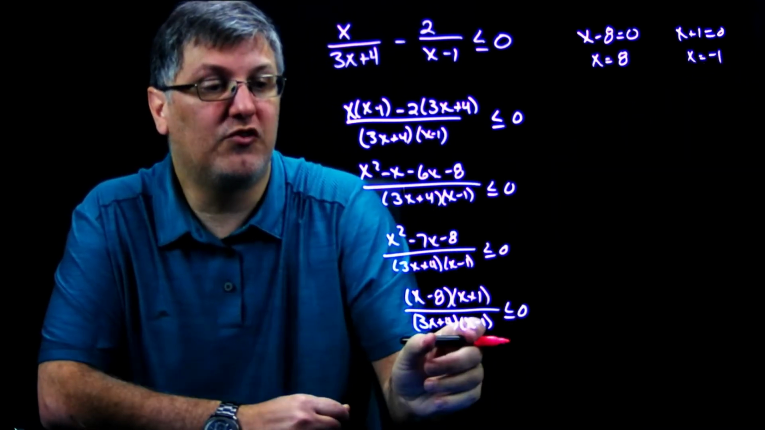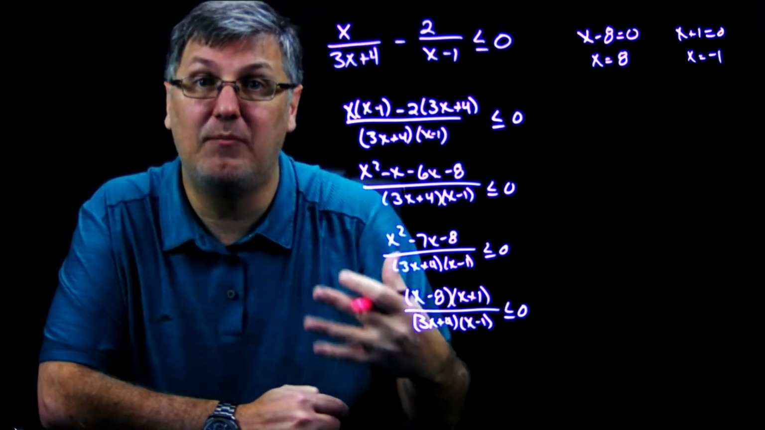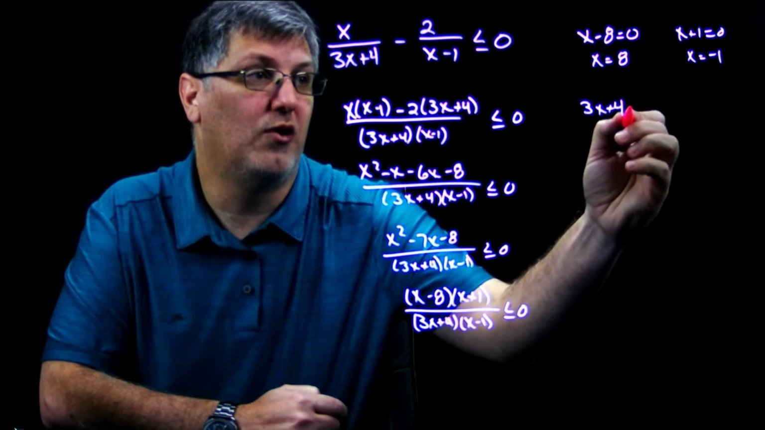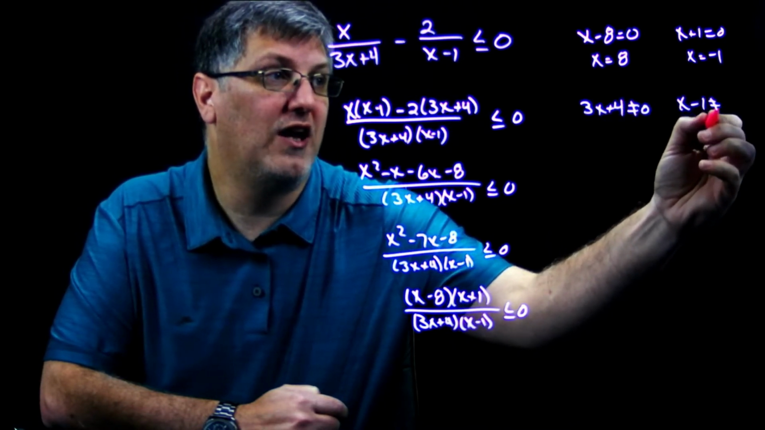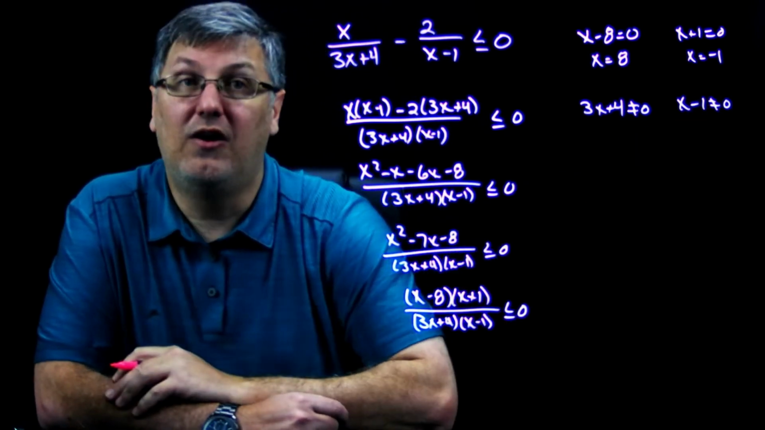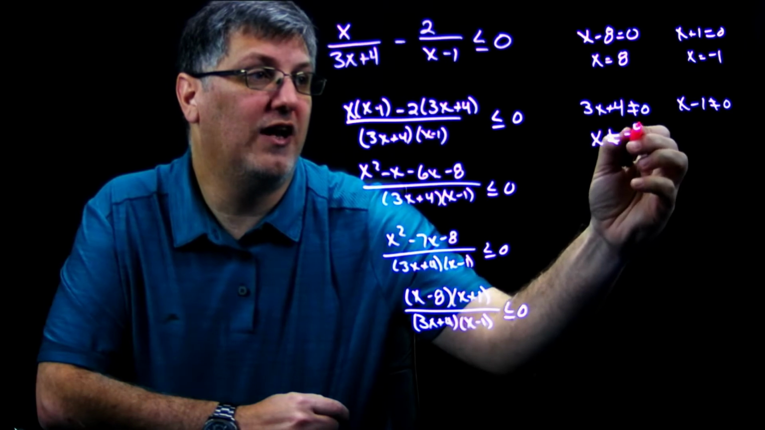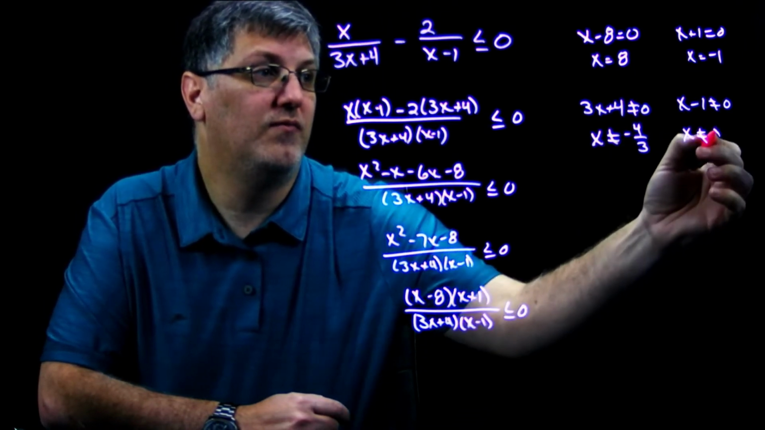All right, now let's take my denominators and set those not equal to 0 so I remember that they cannot be included. So we're going to do 3x plus 4 cannot equal 0 and x minus 1 cannot equal 0. All right, from here we're going to simply solve. We're going to see that x cannot equal negative 4/3 and x cannot equal 1.